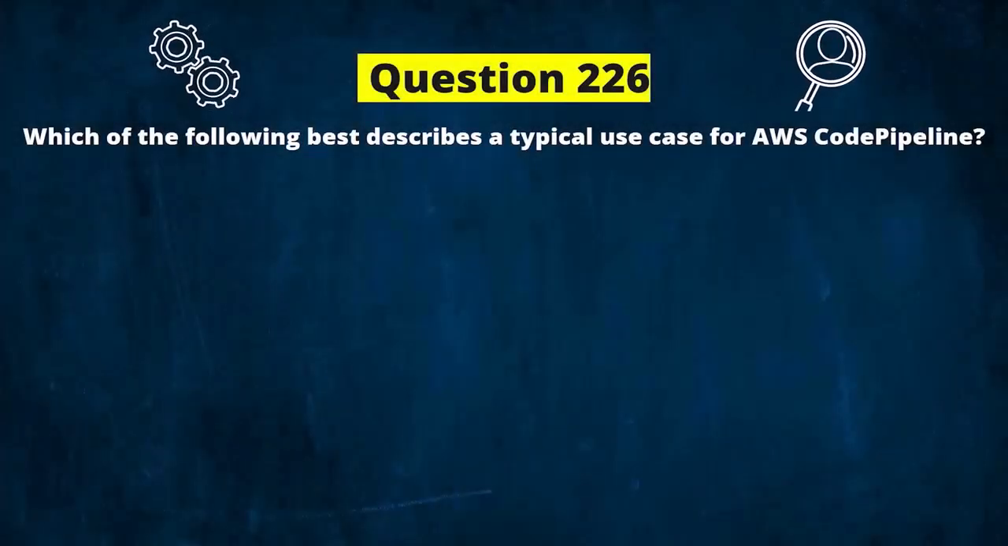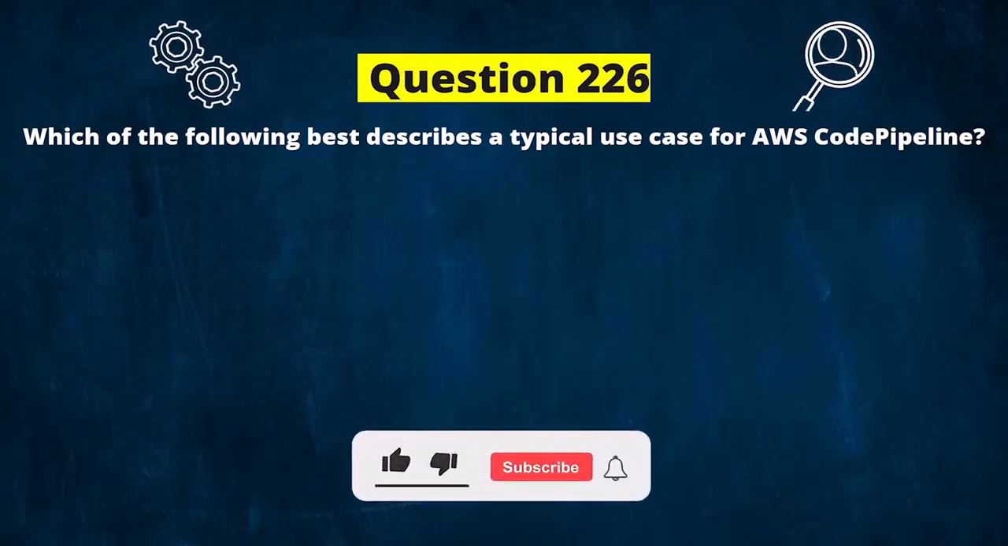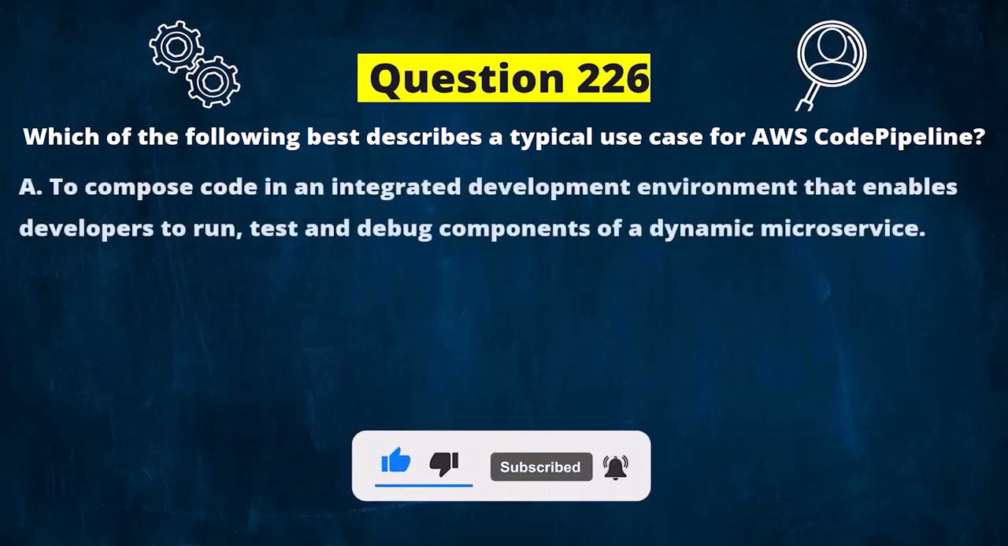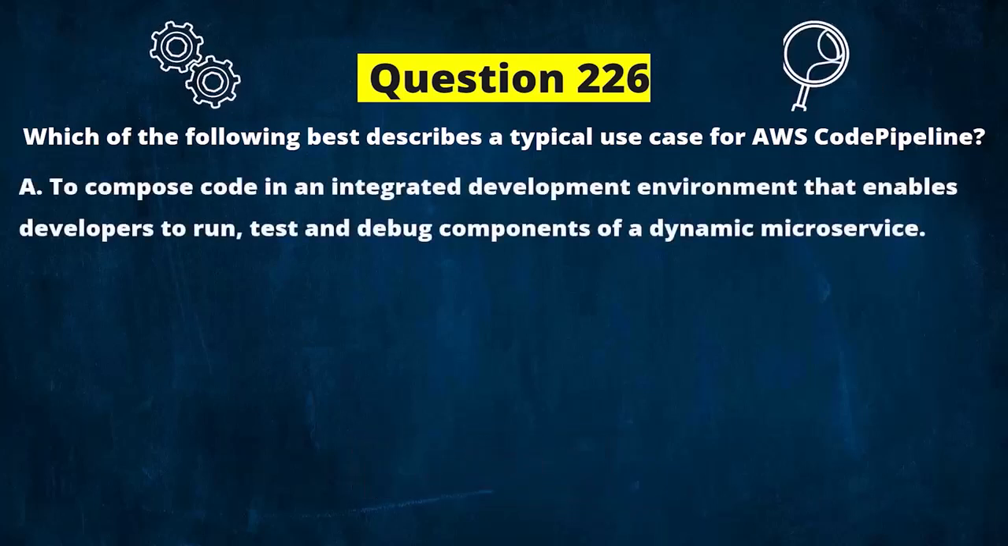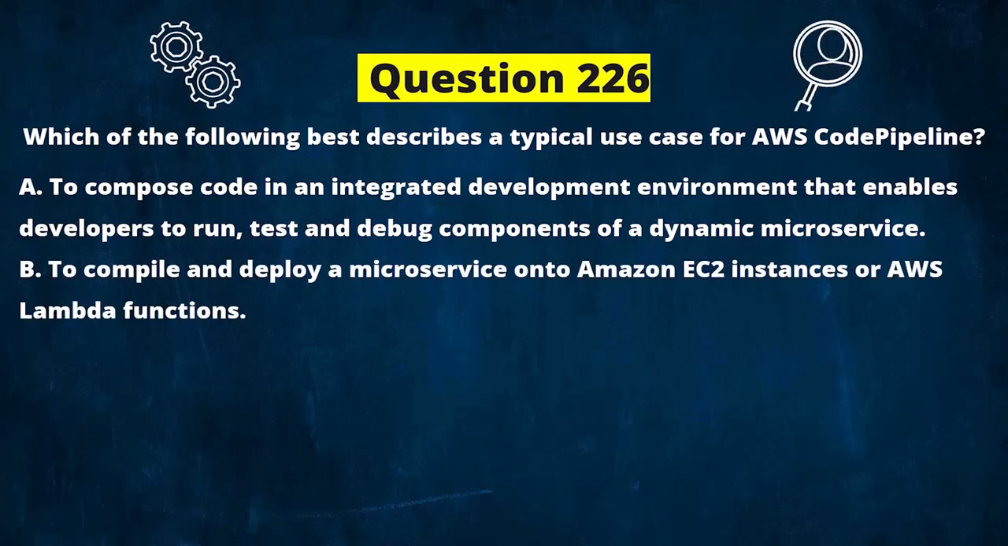Next question. Which of the following best describes a typical use case for AWS CodePipeline? And the options are: A. To compose code in an integrated development environment that enables developers to run, test, and debug components of a dynamic microservice. B. To compile and deploy a microservice onto Amazon EC2 instances or AWS Lambda functions.